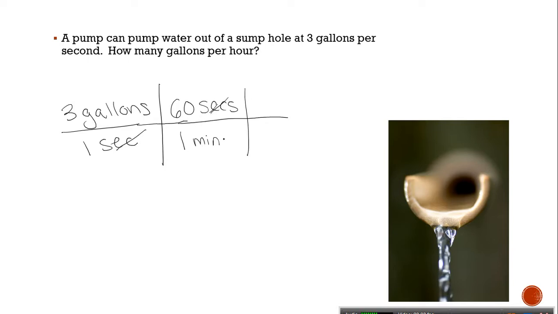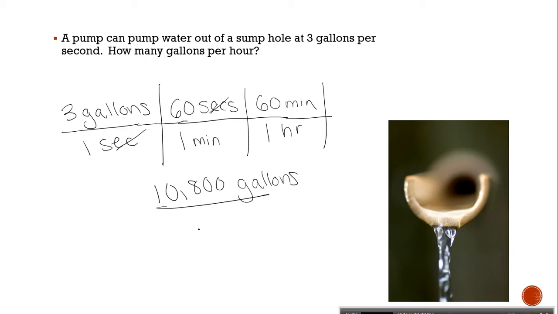So now my minutes need to cancel. So I need to go diagonal, and I need 60 minutes to 1 hour. So I'm going to multiply 3 times 60 times 60, and that is going to give me 10,800 gallons per 1 hour. Did you get it right?